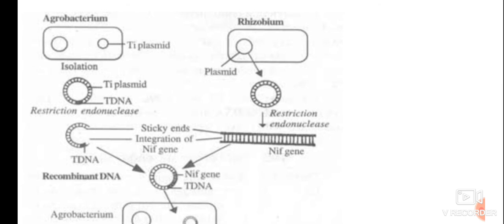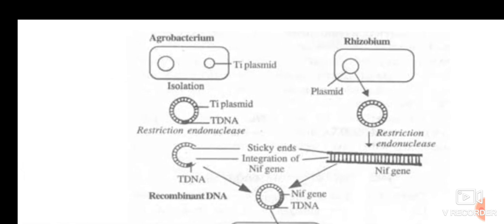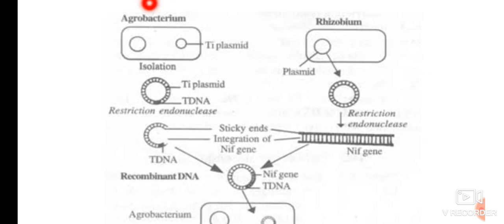And then integration of NIF gene in the vector. Next what we do, there is another bacterium called Agrobacterium, and it has a plasmid called TI plasmid. As I told you, the TI plasmid is isolated and it is cleaved or cut open at a site in the tDNA segment. The TI plasmid of Agrobacterium tumefaciens has a small length of DNA called tDNA or transfer DNA, and at this site in the tDNA segment there is a cut made. It is cleaved with the help of the same specific restriction endonuclease.